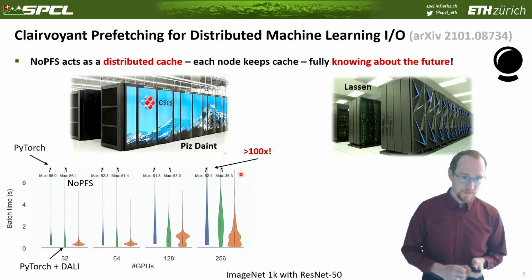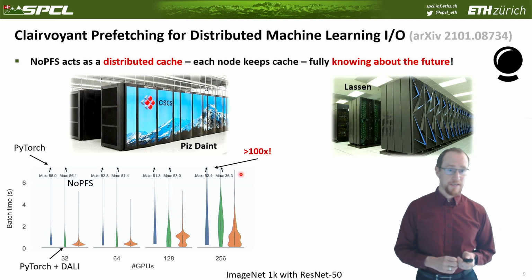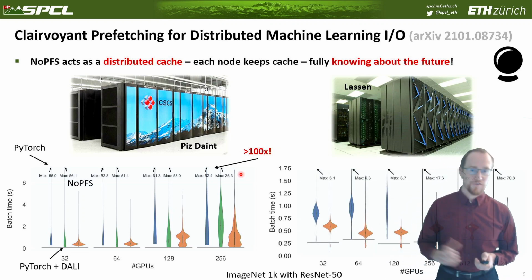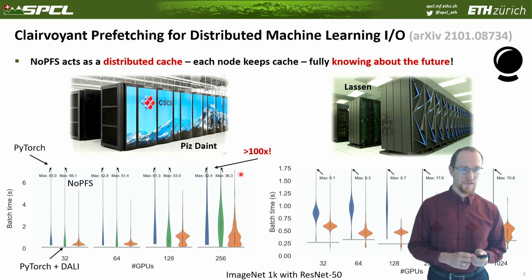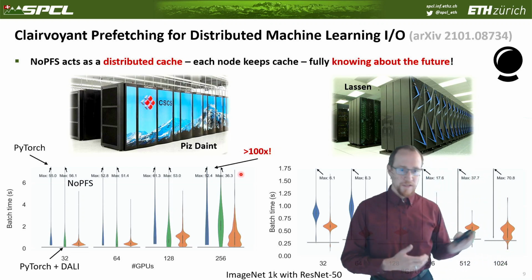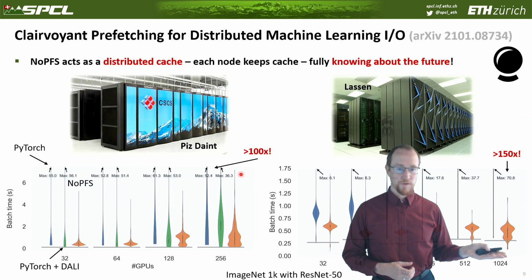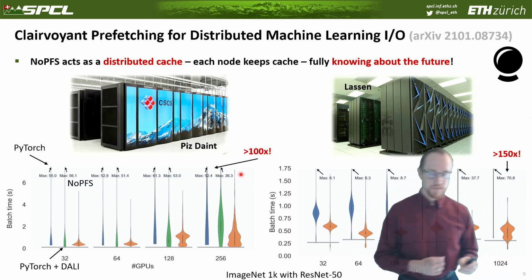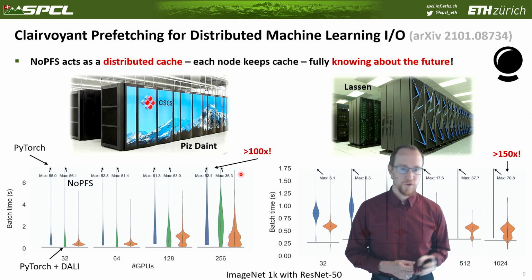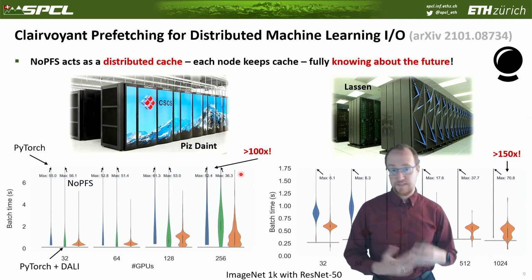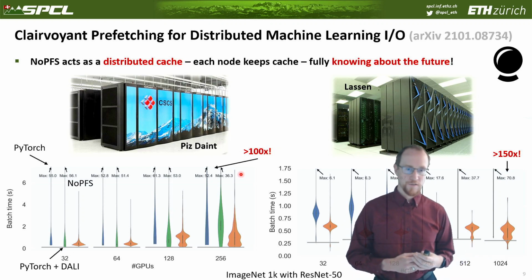So we also tried essentially the same setup on Lassen. Here we did not run the DALI implementation because it was slightly harder to set up. And we see very similar results. On Lassen, we got a much larger scale, 1024 GPUs instead of only 256 on the Pitt-Stein supercomputer. We got a 150x as expected. The larger the scale goes, the larger the variation.